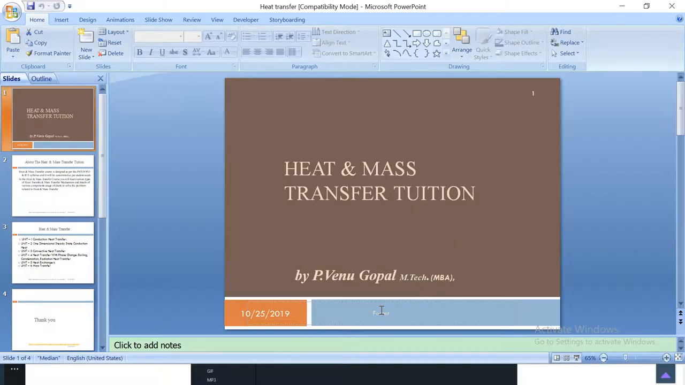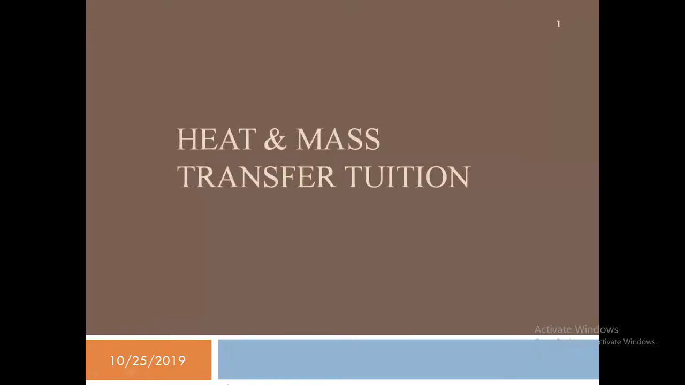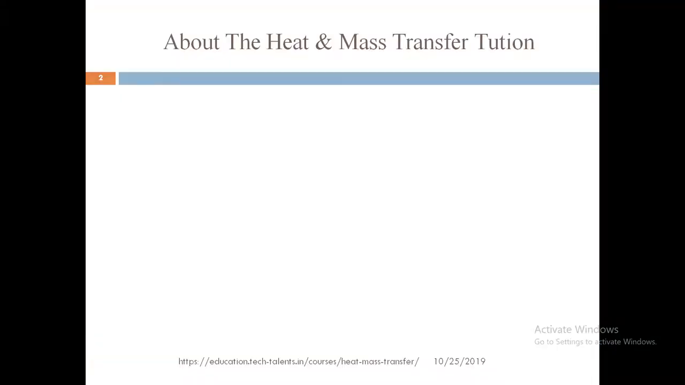So here I am going to discuss the heat and mass transfer tuition. In this tuition, I am going to teach the heat and mass transfer subject, which is for mechanical engineering students, mostly in the 3-2 semester. In this particular subject, there are both topics. Most of the discussion is about heat transfer, and part of the subject is mass transfer.